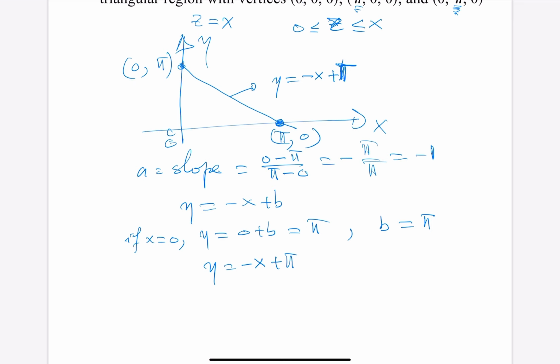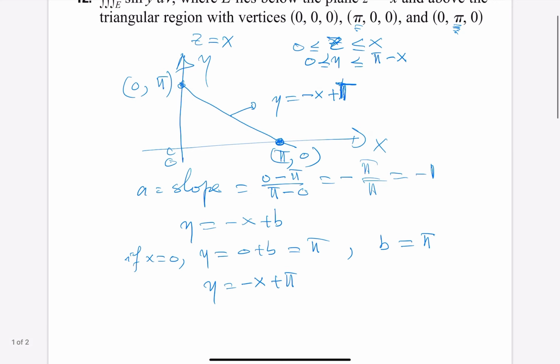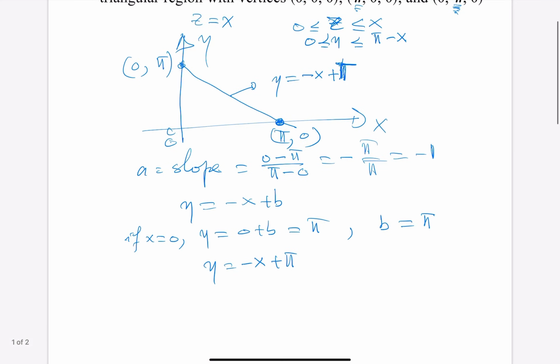So now you can tell y is between 0 and pi minus x. That's the variation of y, okay? Now let's find the variation of x. You can tell easily from here, x is between 0 and pi. Then you can tell x is the last one.